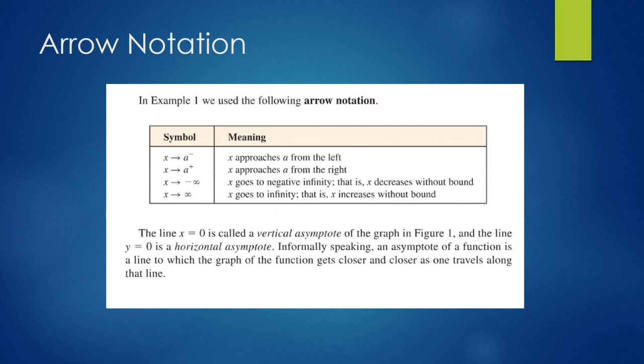For the last example, we said that x could not be equal to 0. That was a hole in the graph. In this case, because as you approach it from the two sides, the value is increasing towards infinity or decreasing towards negative infinity, that we refer to as a vertical asymptote.